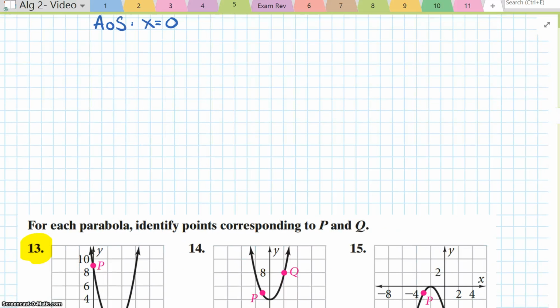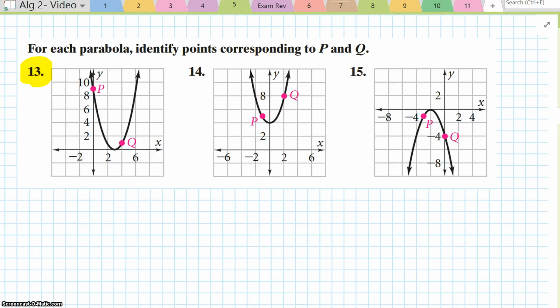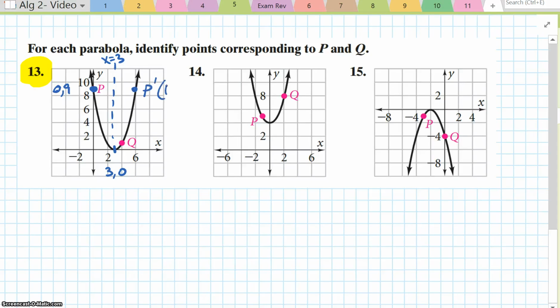It's always going to be x equals the x value of the vertex. All right, 13. For each parabola, identify points corresponding to P and Q. Okay, so first let's identify the vertex. The vertex looks like it's 3, 0. So the axis of symmetry is x equals 3. So point P is at 0, comma 9. So it's 3 units away from the axis of symmetry. So it'd be 6 units away from its prime point. So P prime would be 6, 9.